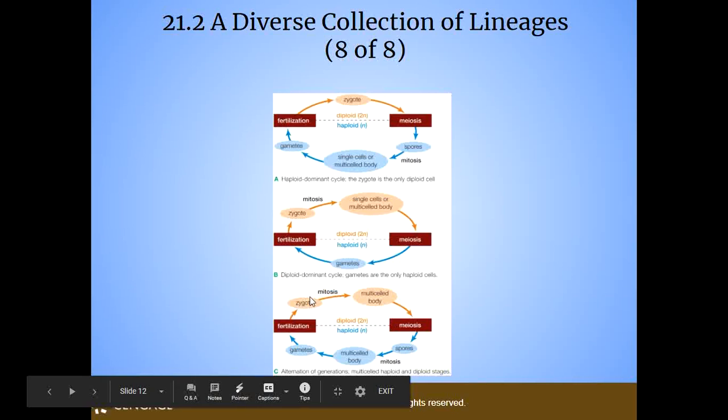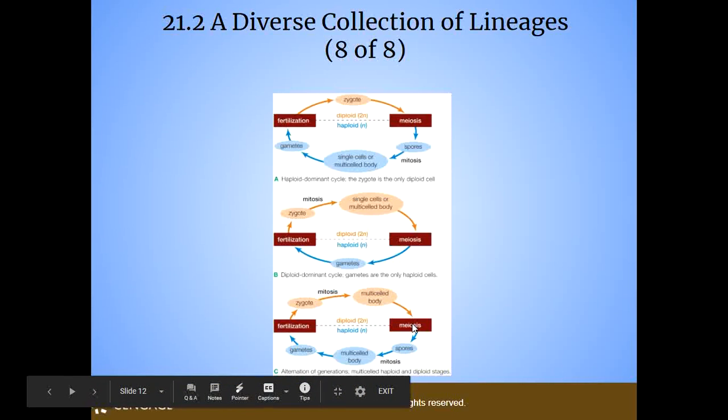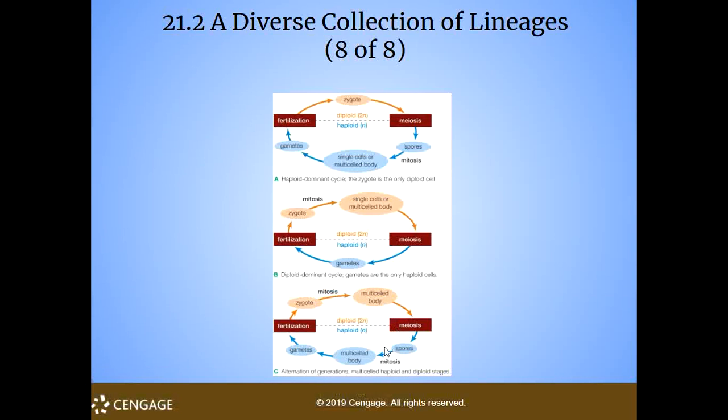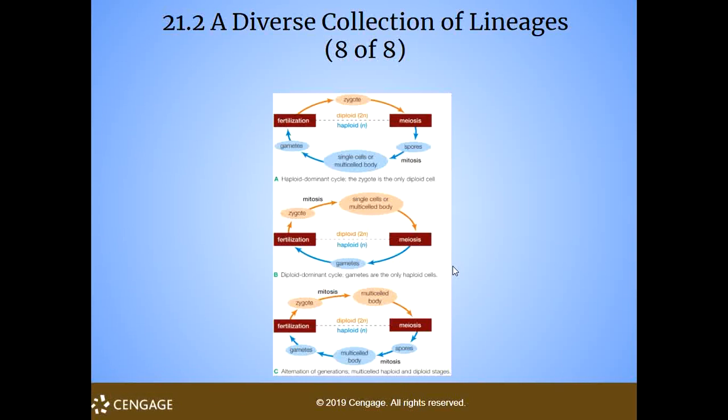So basically the zygote will go through mitosis, form this multi-celled body, and then it switches to meiosis, forms spores, and then keeps on going. So it's around and around and around like this. To me, it's almost like a combination of the two. This is what you're looking at, and that's going to be that alternation of generations.